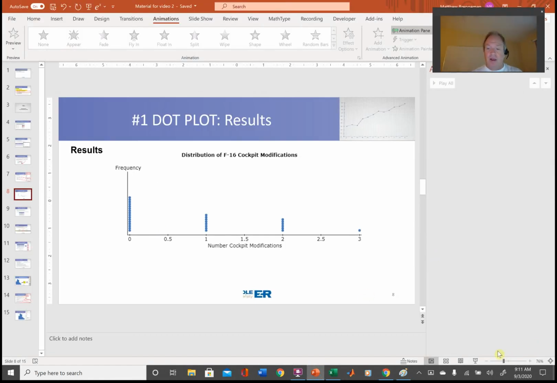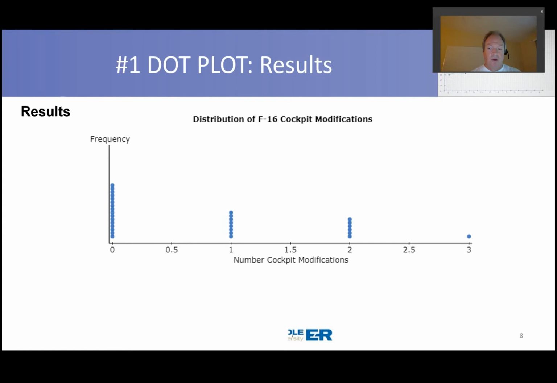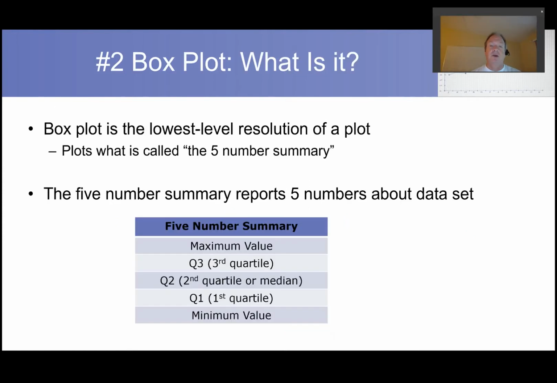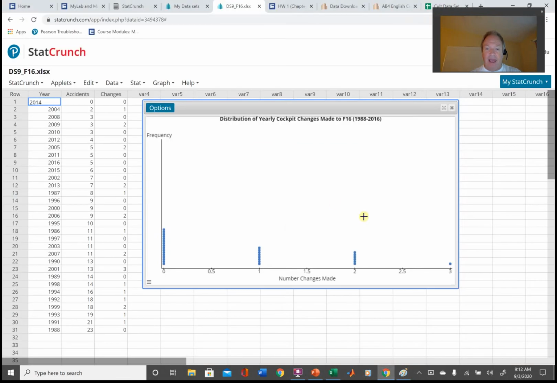All right, moving along. We're going to look at our second plot, which we're going to call a box plot. Notice that the dot plot, in a sense, is a high-resolution picture. When I'm looking at the dot plot, I'm literally seeing every single data value. This is the highest resolution sort of picture of the data that I can make. Now we want to go to the other end, and we want to look at the lowest resolution picture. That's called a box plot.